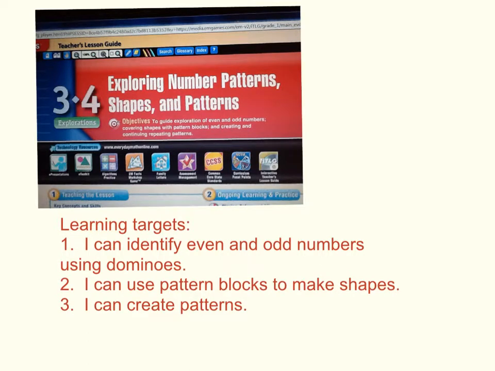Lesson 3.4, Exploring Number Patterns, Shapes, and Patterns. We have 3 learning targets today. Number 1, I can identify even and odd numbers using dominoes. Number 2, I can use pattern blocks to make shapes. Number 3, I can create patterns.